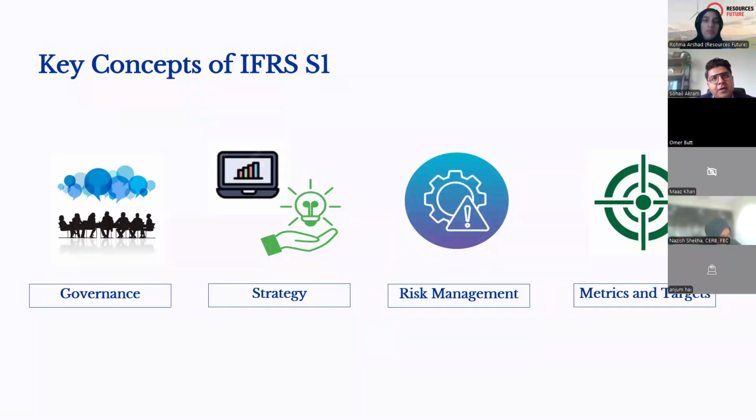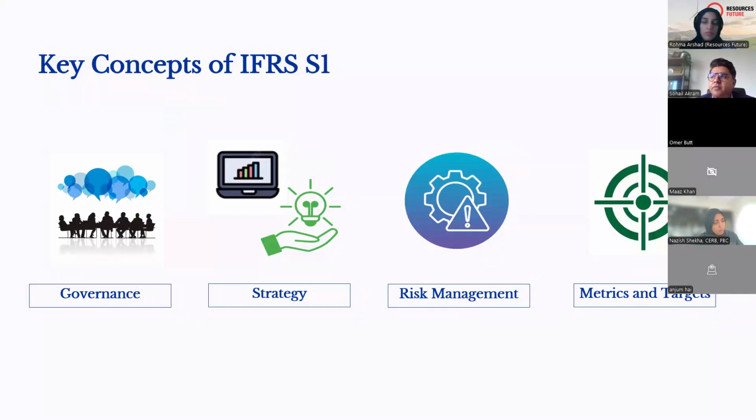In risk management, the company is required to give information on how it identifies, assesses, and manages risks. And lastly, if we move towards metrics and targets, these cover two elements. One is the metrics and the other is targets. And the objective is to enable users of financial reports to understand how you have performed and progressed in relation to sustainability-related risks and opportunities.